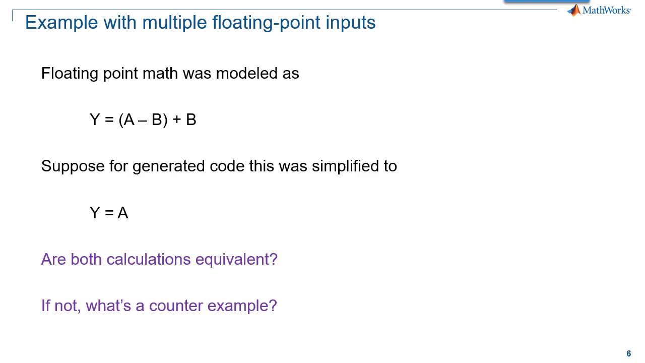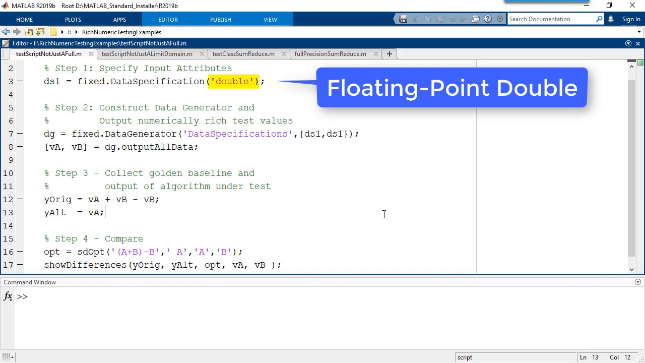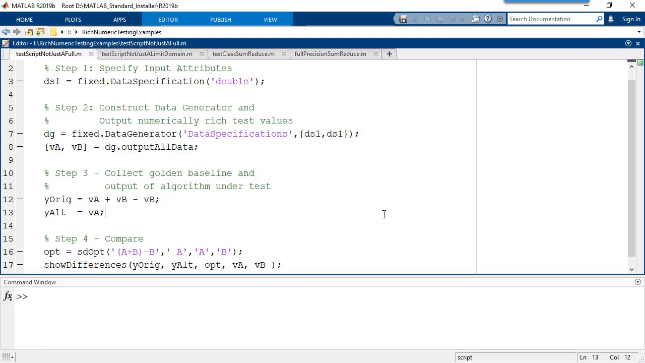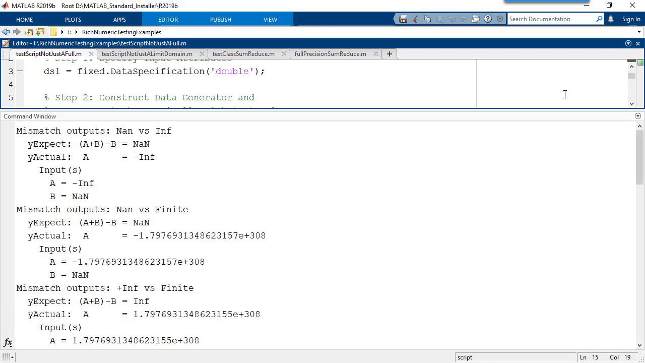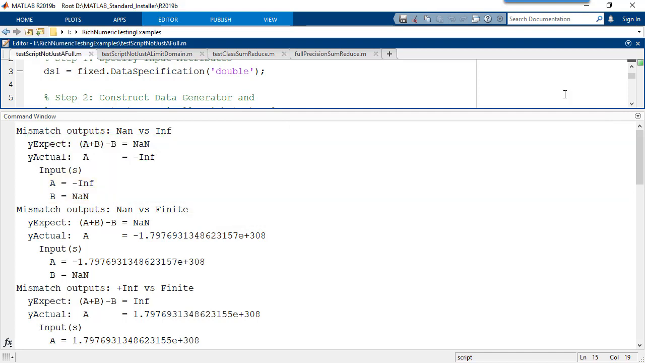Now let's consider two equations that are equivalent in the ideal world of symbolic math, but we want to know if they are also equivalent in the world of double precision floating point math. Let's run an experiment. This script is just like the first, except that floating point double is used, and there are two inputs instead of one. Running the script produces counterexamples proving many categories of flaws. The data generator exposed these flaws because it had the smarts to test messy combinations like NaN mixed with infinity, and combinations of extreme finite values that might overflow to infinity.